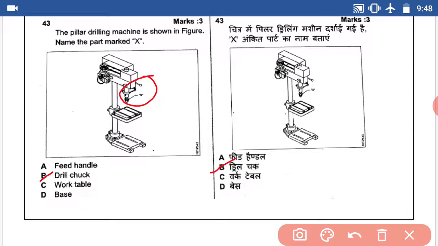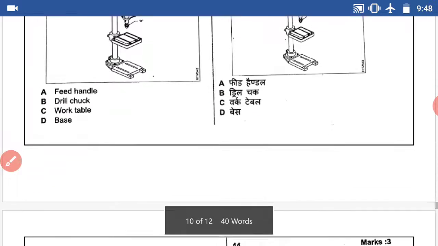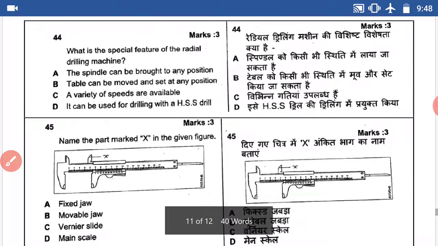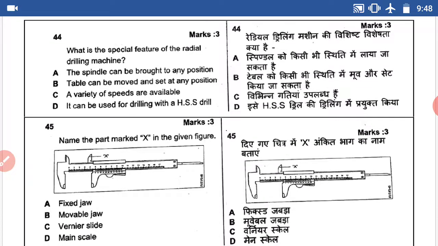Question number 44. What is the special feature of the radial drilling machine? The special feature of the radial drilling machine is that the spindle can be brought to any position. So the answer is A, the spindle can be brought to any position. Answer A.